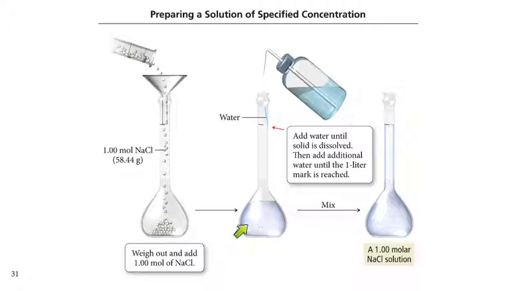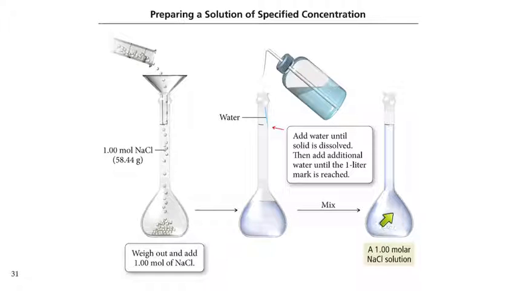So once it's all dissolved, then you're going to add your solvent, here it's water, until the bottom of the meniscus is at the line. There should be either an etched line or a printed line on the neck of the volumetric flask.